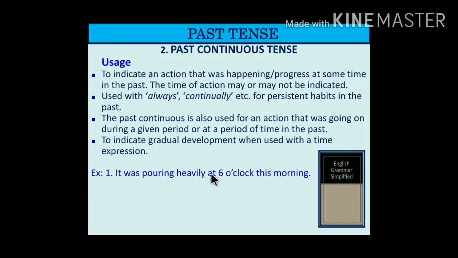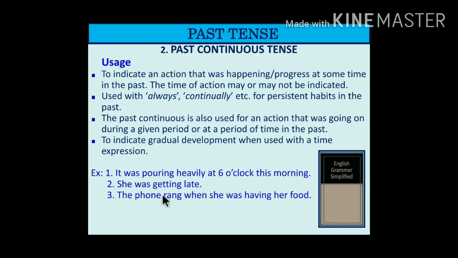It was pouring heavily at 6 o'clock in the morning. Then she was getting late. That's it. Then past continuous tense, was is indicating the past tense and continuity is indicated by getting, the ing. The phone rang when she was having her food, was and having. Then while I was playing, my sister was studying.